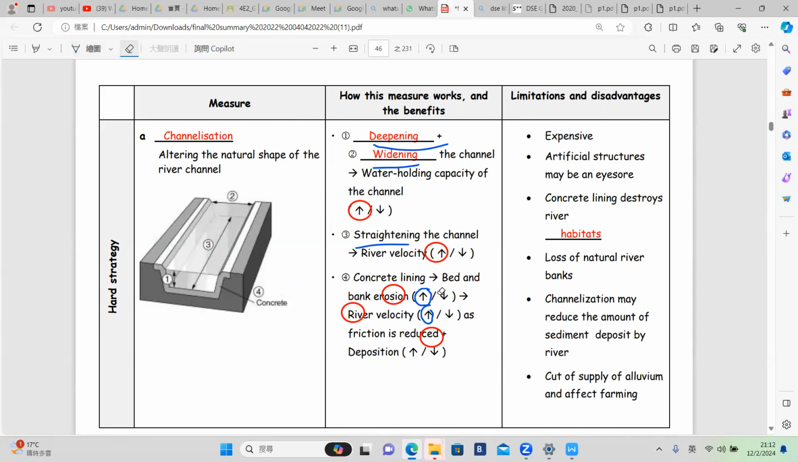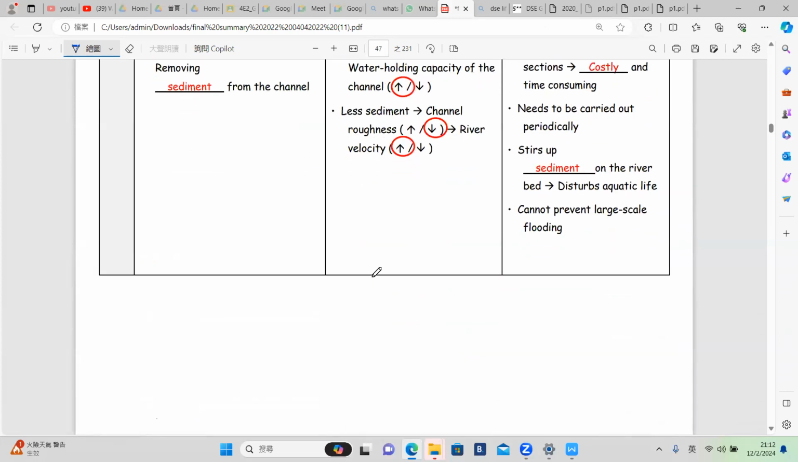No, it's smaller, sorry, I missed the concrete lining. As the friction is reduced, the deposition will be reduced as well. But what are the problems? It is expensive, an artificial structure, maybe an ice wall. The concrete lining also destroys the river. The lateral river bank will be lost, and then the channelization will reduce the amount deposited by the river, and then cut off the alluvium, affecting farming as well.